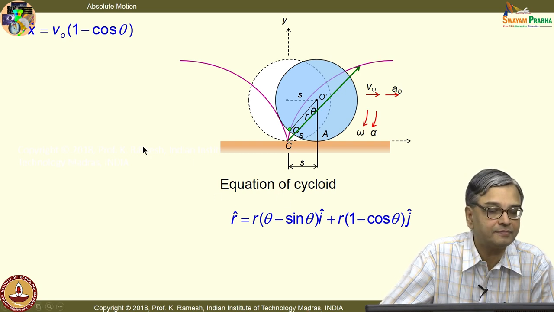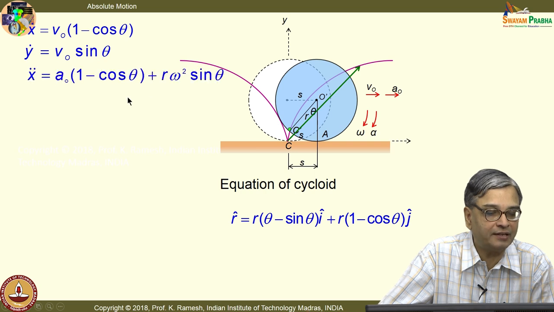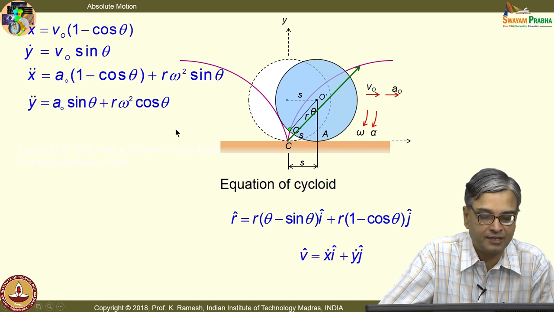Okay. So, I have x dot given, y dot given, x double dot given, which we have already written down. This is only a summary here. I hope I have the correct expressions here.